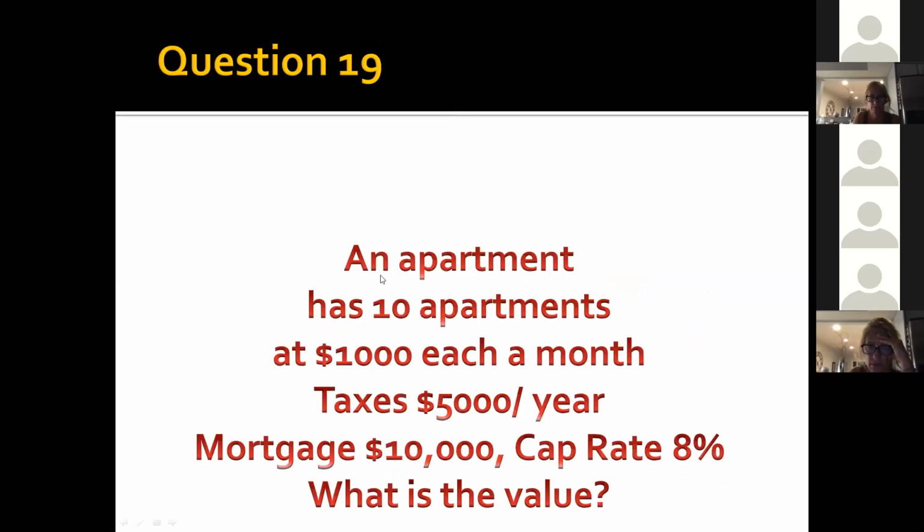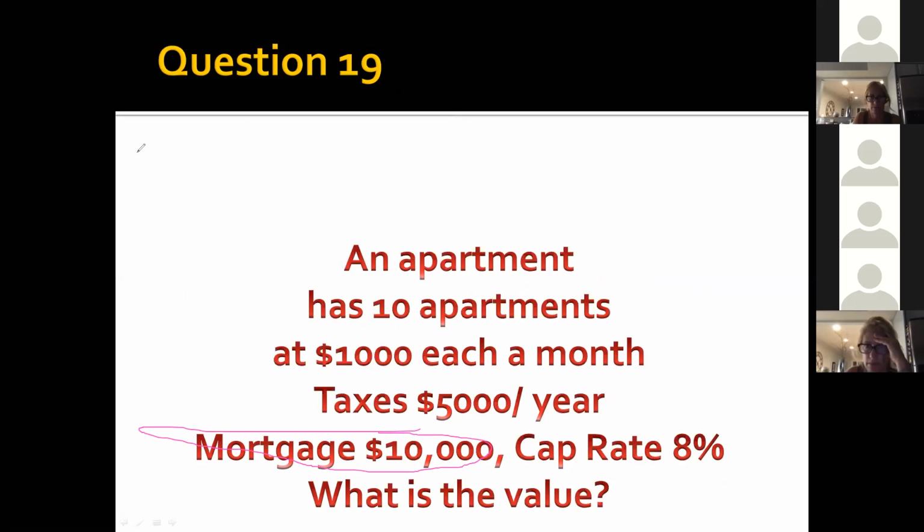The apartment building has 10 apartments, $1,000 each. Taxes are $5,000 a year. The mortgage is $10,000. The cap rate is 8%. What's the value? Typical question on the test. Very first thing is we never use mortgage in finding value by income, because how much he owes on the apartment has nothing to do with what the apartment is worth.